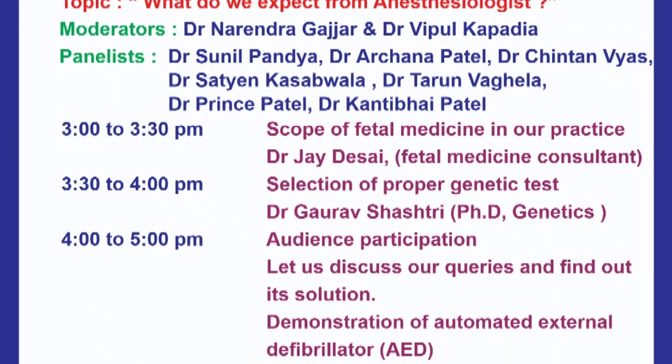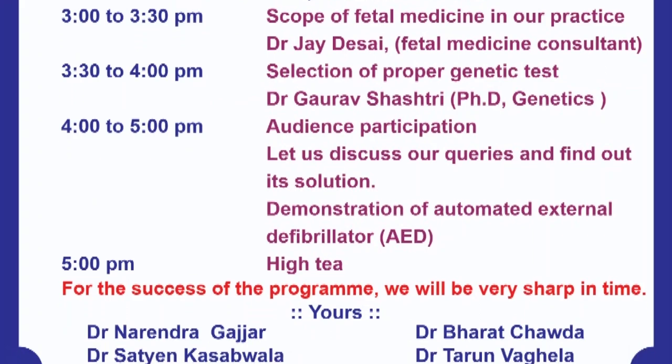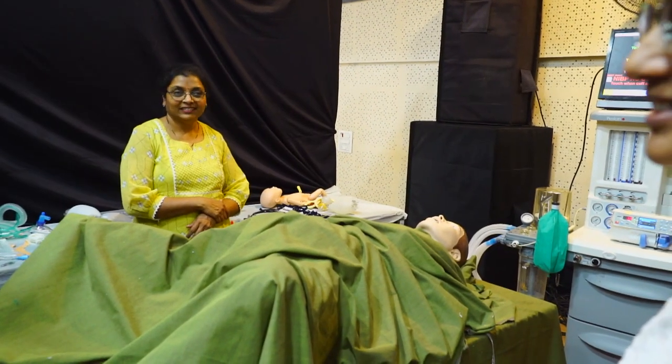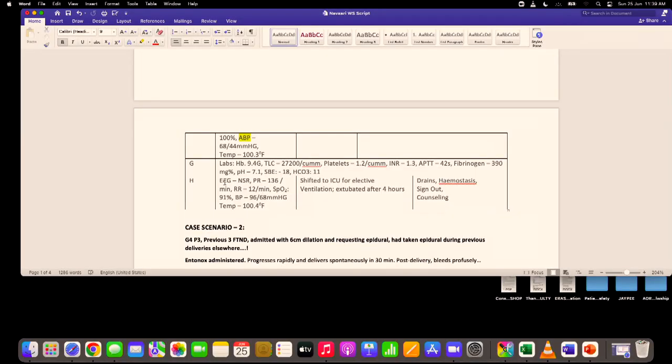This is a 32-year-old. I can project the scenario. Can we have the laptop on the screen? Scenario 2 is a 4th gravida, 3rd para, previous 3 full term normal deliveries, admitted with 6 cm dilatation and requesting epidural, as she had taken epidural during previous deliveries. Please know the scenario. Now this is your case.